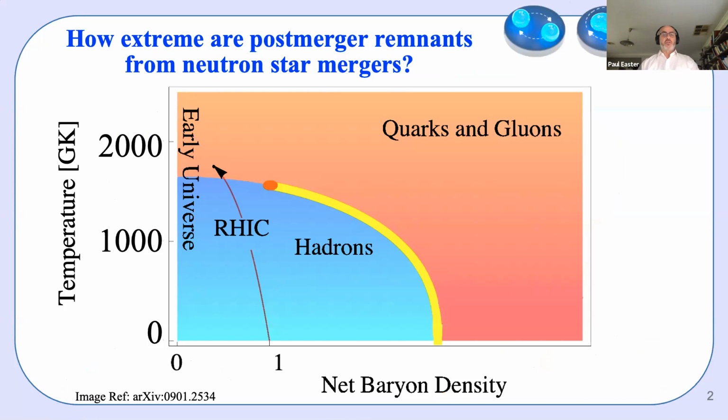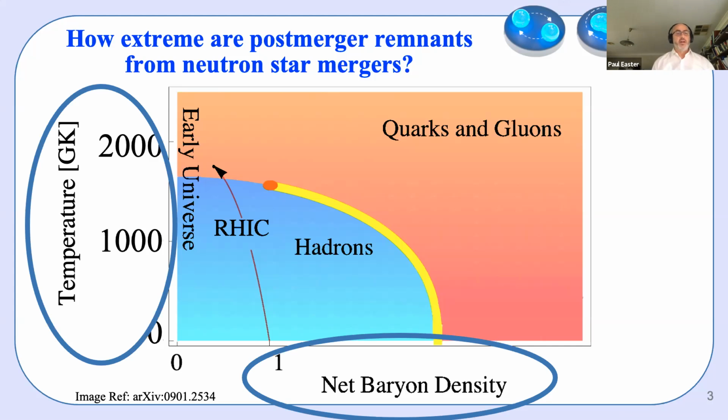So how extreme are post-merger remnants from binary neutron star mergers? Before I answer that, I have a phase diagram here of the matter in the universe, in relation to temperature versus density. Before I continue, I'm going to highlight the scale of the units on both axes. The temperature is in gigakelvin, and the density is in units of nuclear density. So we're talking about extremely high temperatures and extremely high densities.